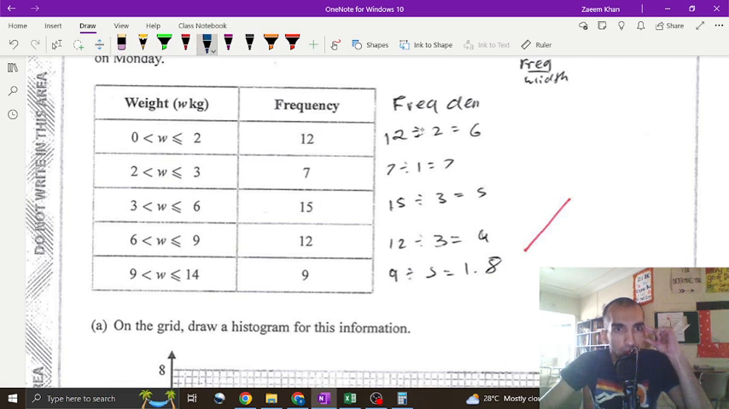Seven is somewhere over here, not exactly in between, but somewhere over here. Any clue what we're supposed to do? You already calculated frequency density, so you're halfway through.